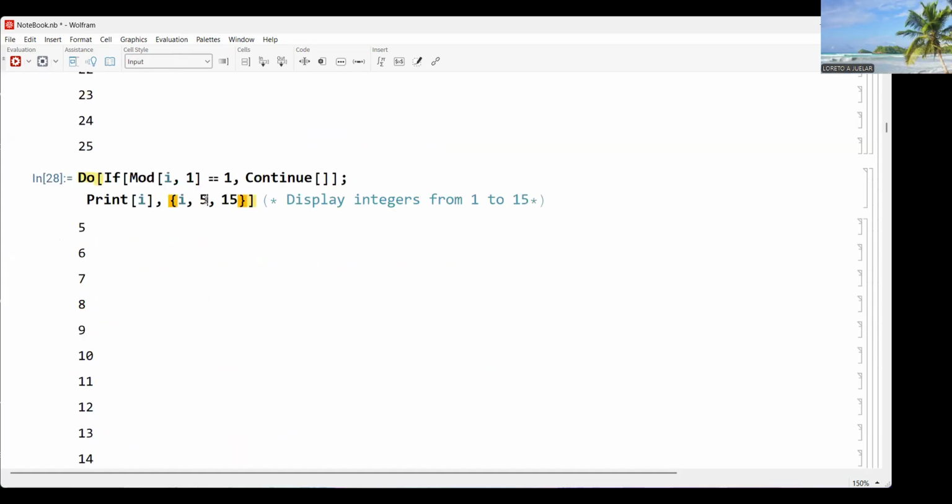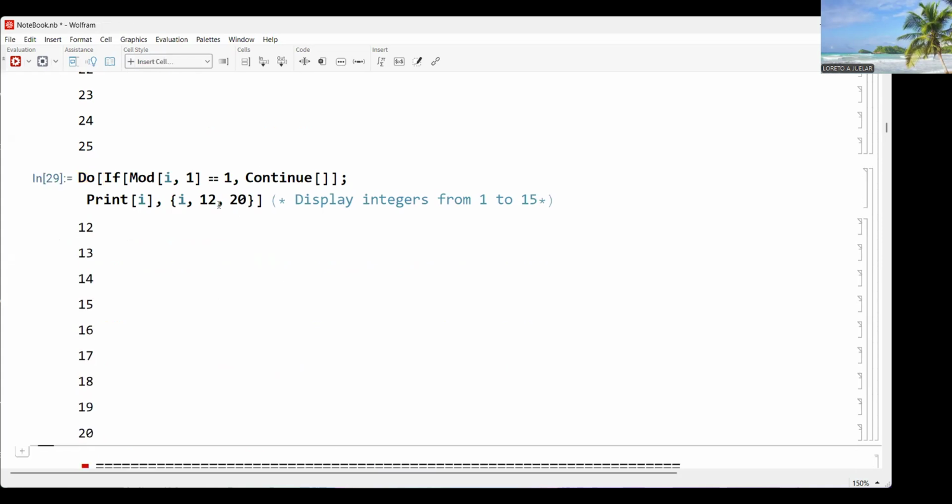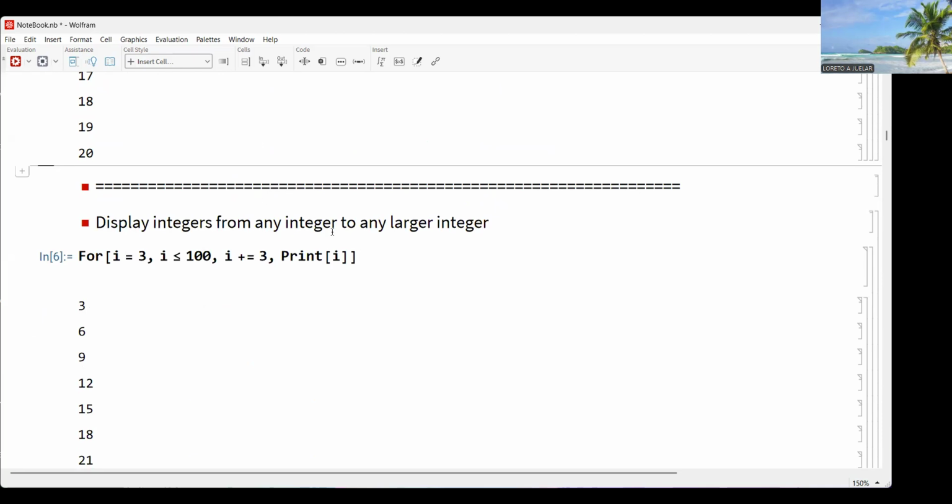We can also display the integers from, for example, 12 to 20. We have here 12 to 20. We're using this command, this I1 for the one. Or we can also use this one. Display integers from an integer to a larger integer. For example, you want to display numbers from 1 to 10.